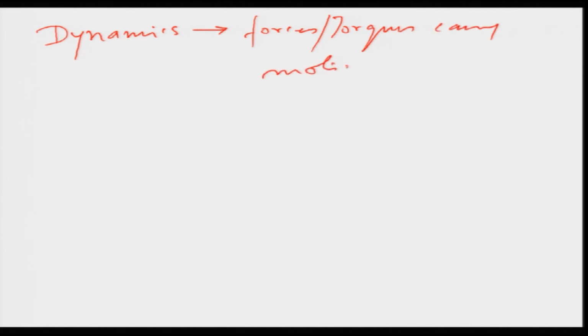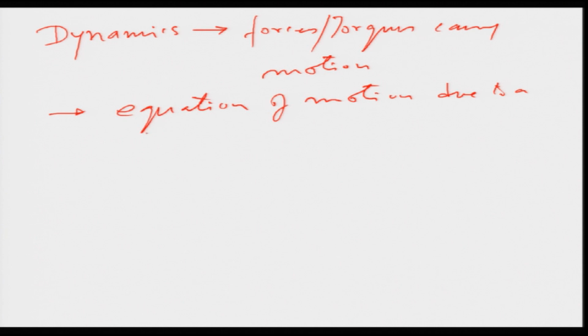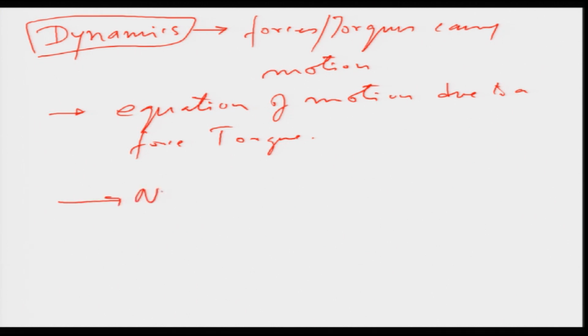Dynamics is basically trying to find out the forces or torques causing motion, and we want to find out the equation of motion due to a force or torque. Okay. And dynamics can be done by using different methods. The first one is Newton-Euler.